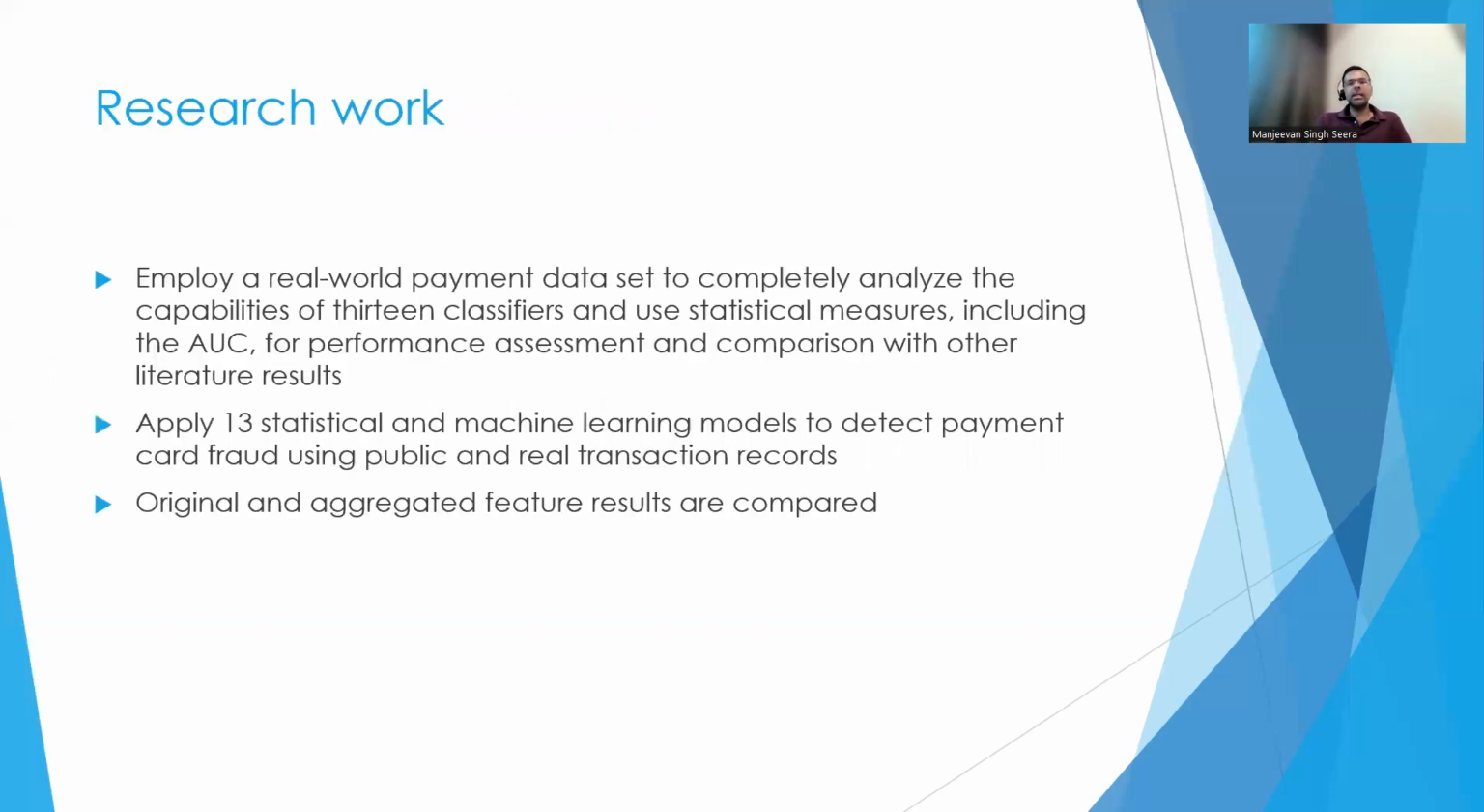We now look at the experimental setup. In this work, a real-world payment data set is used in analyzing the capabilities of 13 different classifiers and some statistical measures, including the area under the curve, for performance assessment and comparison with other work as well. So these 13 statistical and machine learning models are used in detecting payment card fraud using public data and also real-world transaction records that were provided by a financial institution. Not only the original features are used, aggregated features are used as well for the experiments.